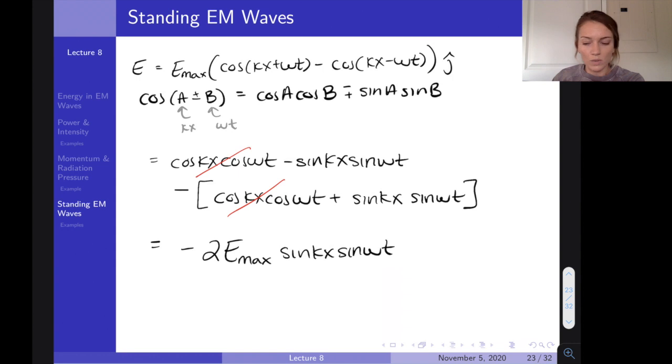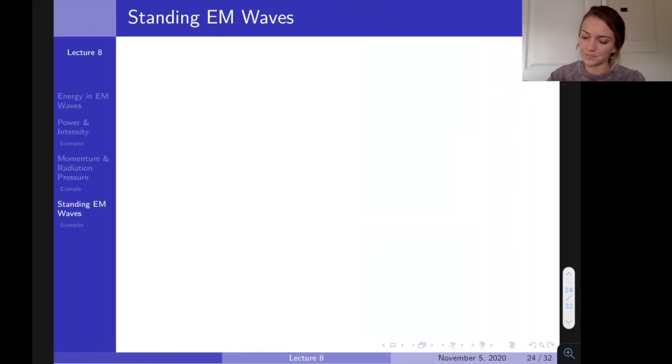Now if you want, you can do it. I'm not going to do it for the B field because it's essentially the same, so it'd be a good idea to try it out. Work with the trig identities a bit. So now that we have this, let's look at where our nodes and antinodes are. So I'll just write it down again. So we have negative 2E max sine kx sine omega t.